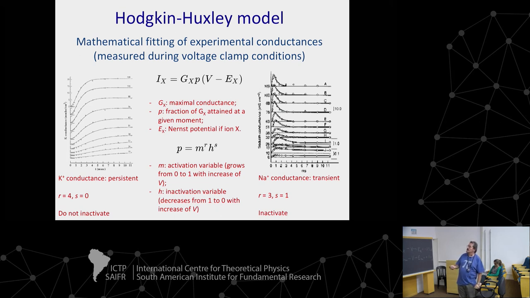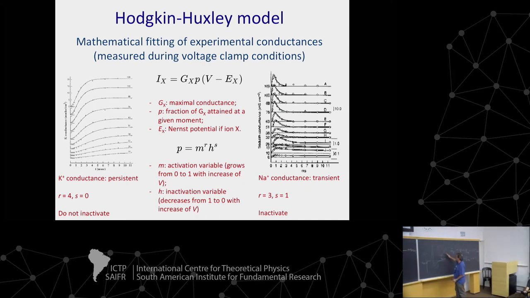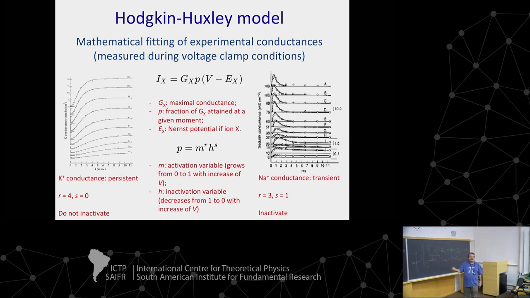So for the case of potassium, the potassium current is persistent. You see, it doesn't inactivate. So the potassium current has only an activation variable like this one here. The potassium doesn't have the inactivation, has only an activation variable, which is the variable M there, and R is 4, the smallest integer number that they could find that could fit. And this is because there are four gates in the potassium channel.